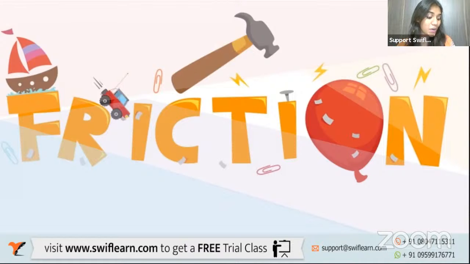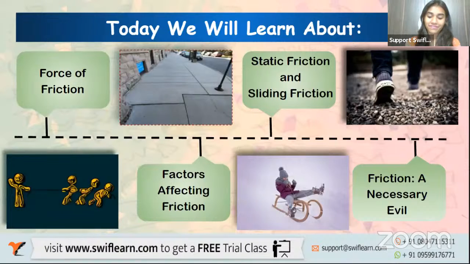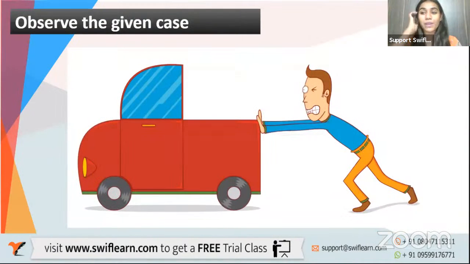Okay, so with this, let us go ahead to understanding what is friction. These are some of the points we will be learning today. We'll be learning what is friction, what is the force of friction, the types of friction, which are static friction and sliding friction. We'll also be learning the factors affecting friction, and why friction is called a necessary evil. That is, friction is necessary, yet it is evil. So we will be learning the advantages and disadvantages of friction as well. Without any delay, let's begin with friction.